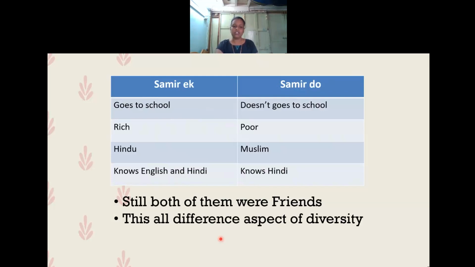And this is all a different aspect of diversity. In what way are there different aspects? I have given it as a table. One person goes to school and another does not, and one is rich and has all kinds of facilities to purchase any commodity. Another is poor, he has no opportunity to go to school; for his daily wages he has to earn money and live. One belongs to the Hindu and another to the Muslim community. One knows Hindi and English, another knows only Hindi.